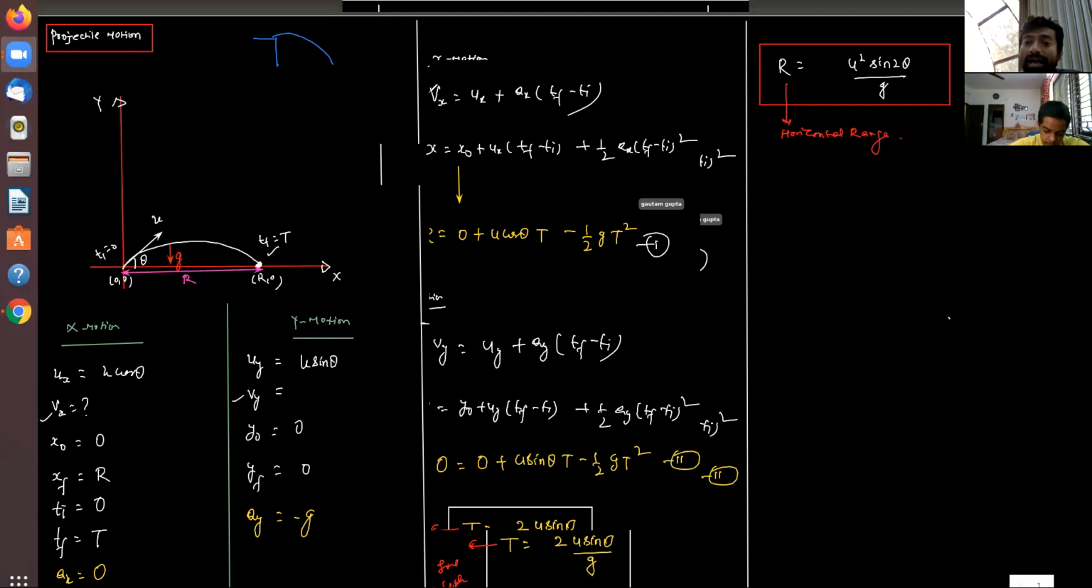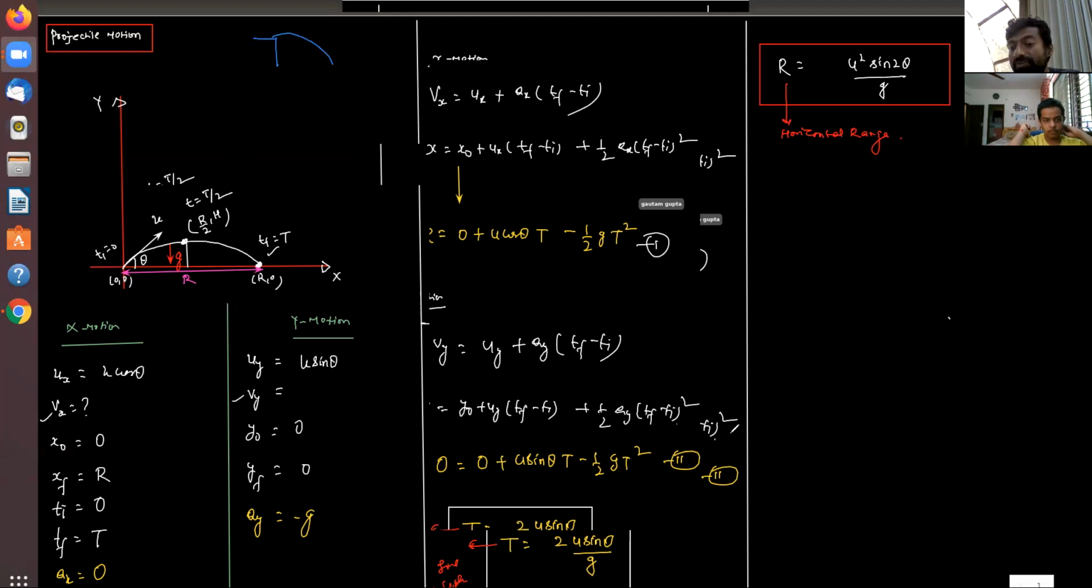And let's say somebody is asking what is the maximum height. So this is the point where it reaches the maximum height. In this standard case, this maximum height is exactly symmetric. So this point's coordinate will be R by 2 comma H, and it happens at t equal to T by 2.